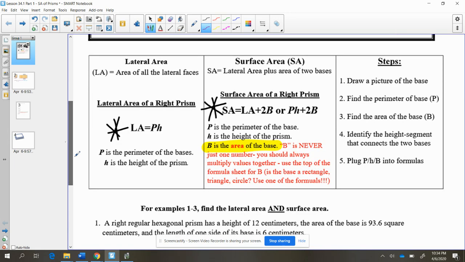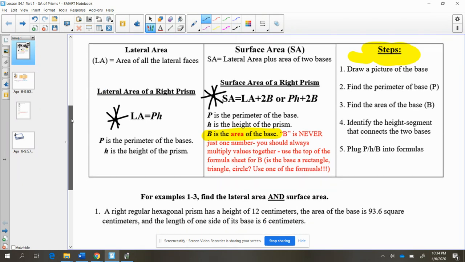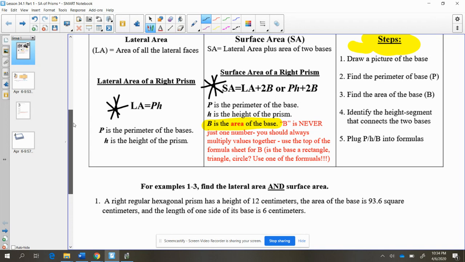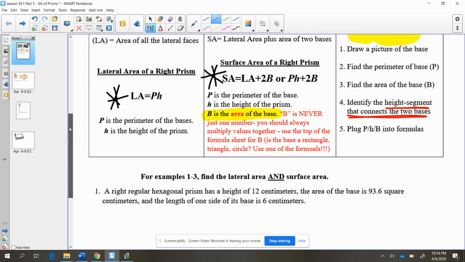So notice the steps here. You want to make sure that you complete these steps in order to find each time the areas that you are looking for. So for instance, depending on your shape, you're going to want to think about what is my base, what shape is it, I'm going to find the perimeter of that, the area of that, and then the height. A reminder, the height is the segment that connects your 2 bases. So you have to be careful here. Your height is a distance between your bases. That's how I like to think of the height. And then you're going to plug into the appropriate formula.